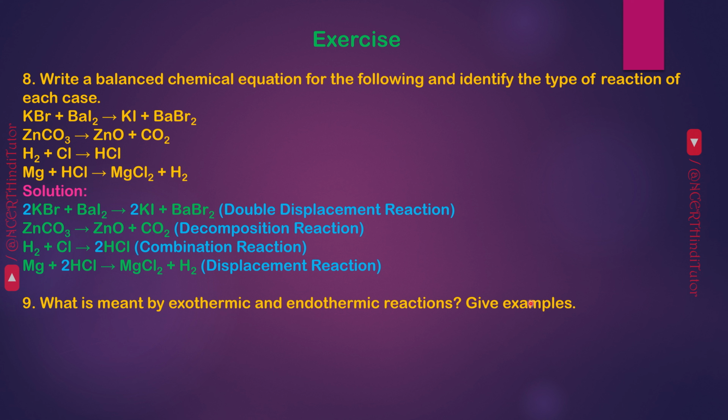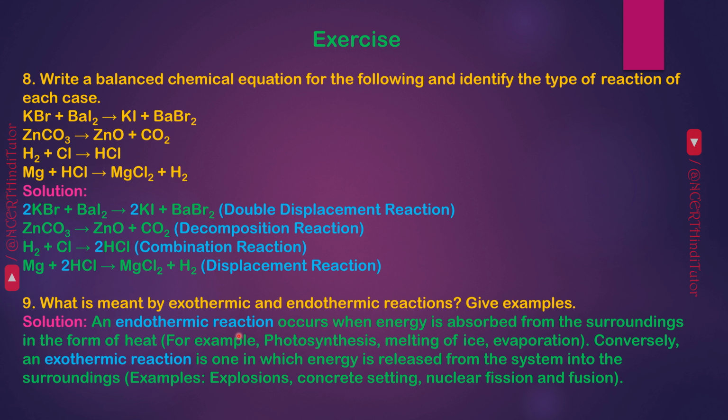Question 9. What is meant by exothermic and endothermic reactions? Give examples. Answer: an endothermic reaction occurs when energy is absorbed from the surroundings in the form of heat. For example, photosynthesis, melting of ice, evaporation. Conversely, an exothermic reaction is one in which energy is released from the system into the surroundings. Examples: explosions, concrete setting, nuclear fission and fusion.